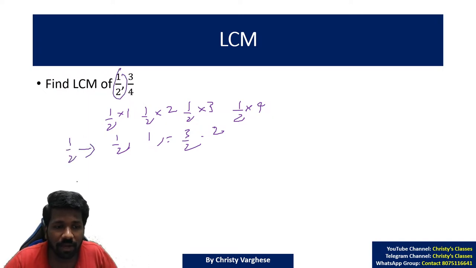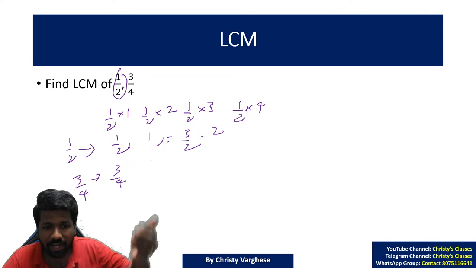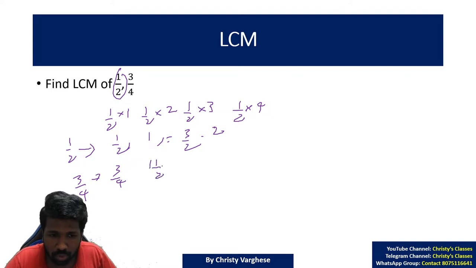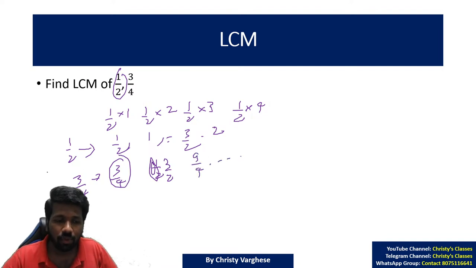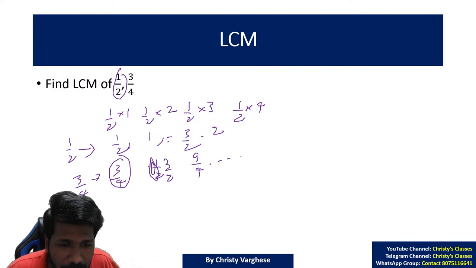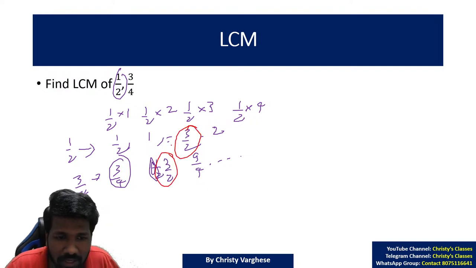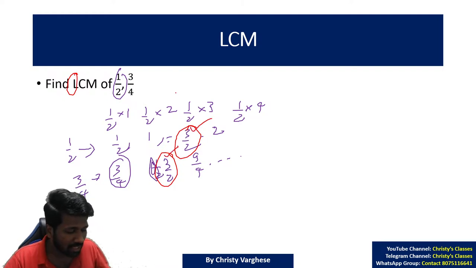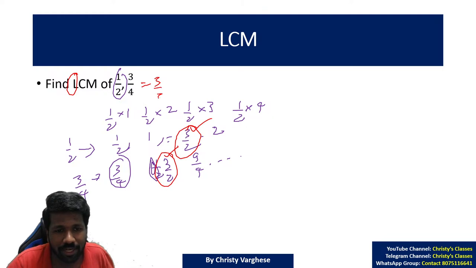What about 3 by 4? Multiples of 3 by 4 will be 3 by 4 into 1, 3 by 4 into 2 is 1 and half or 3 by 2. So I will write 3 by 2, that is better to understand. 3 by 4 into 3 is 9 by 4, etc. Now in this, which is the common multiple? 3 by 2 is the common multiple. We need the least common multiple, so 3 by 2 itself is the answer. Did all of you understand how it is 3 by 2 here?